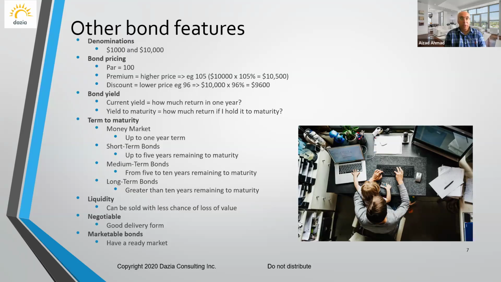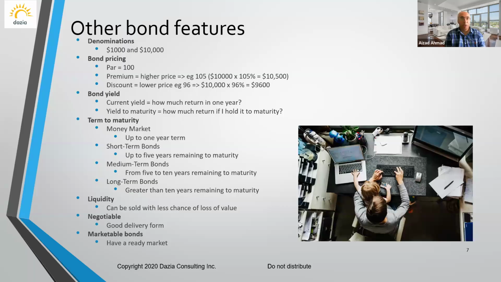What is the bond yield? We'll discuss the calculations. What is the current yield? That is how much return in 1 year. Most people just want to know how much is the return for 1 year, and they want to compare it with, for example, a stock or savings account or other, to decide which to invest in. So that is the bond yield. Yield means how much you're getting. Current yield is within 1 year.